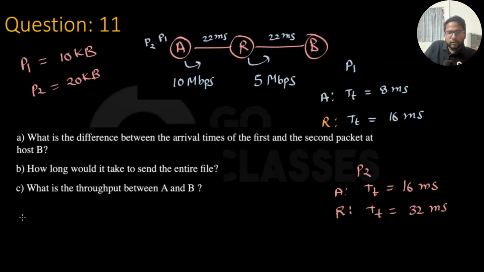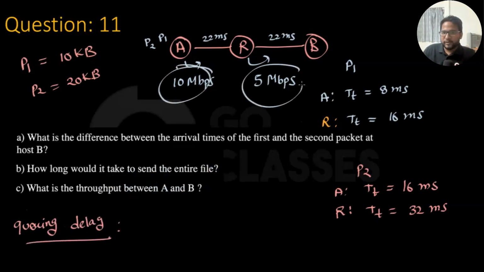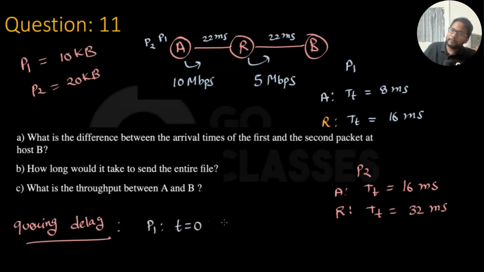Can you quickly check if there is a queuing delay? How to check the queuing delay? First of all, tell me, is there any possibility of queuing delay? See, the links are different, right? Links are different, so the transmission time is different. So maybe there is a possibility. So at R, for packet 1, at what time from t equal to 0 will it be leaving R? 8 milliseconds it will be taking, then 22 milliseconds, and then 16 milliseconds to transmit from R. So at this time it will be leaving R.